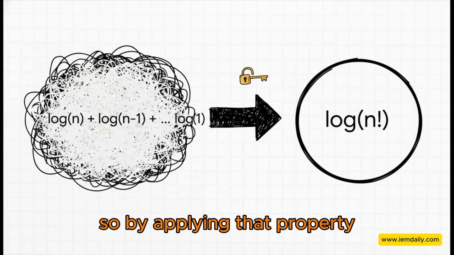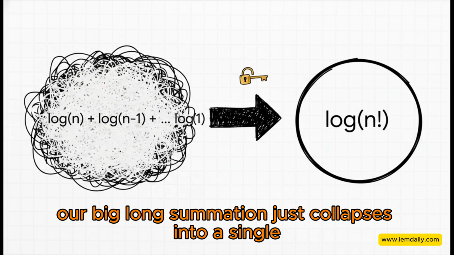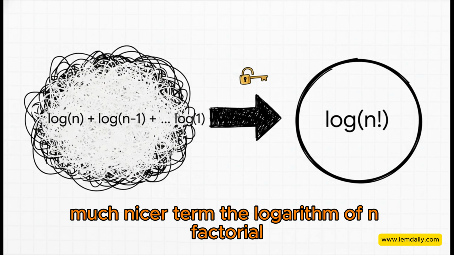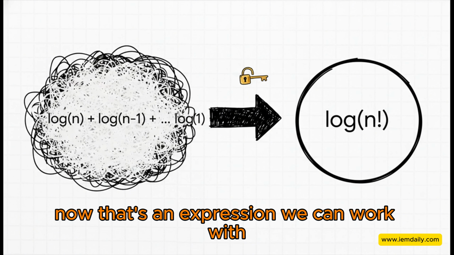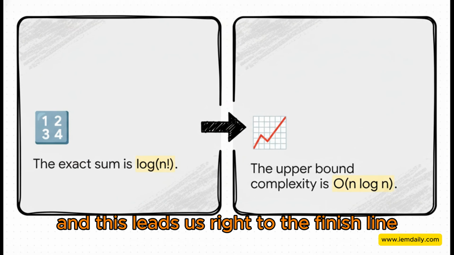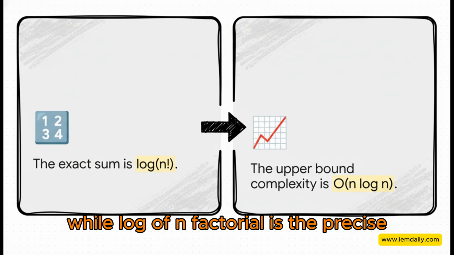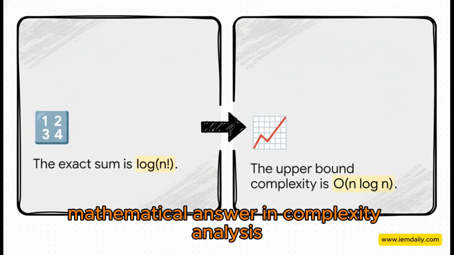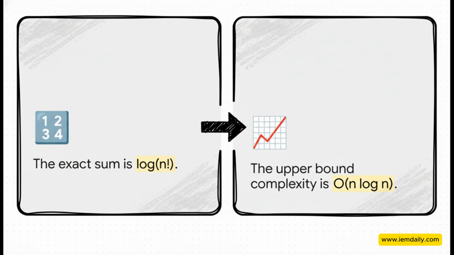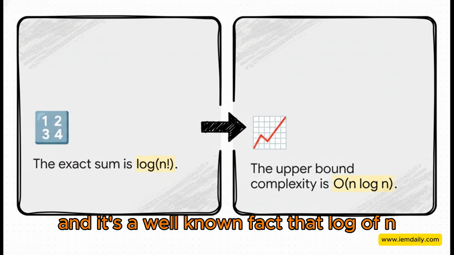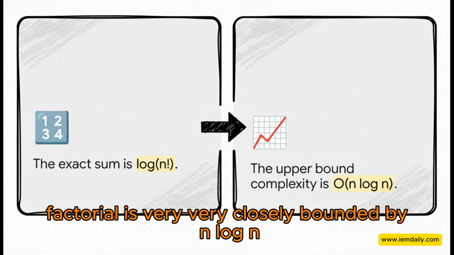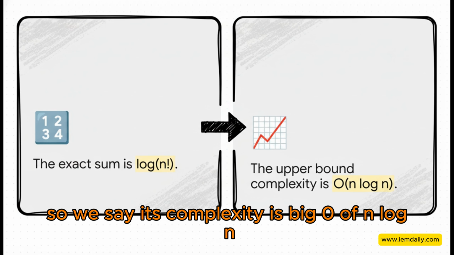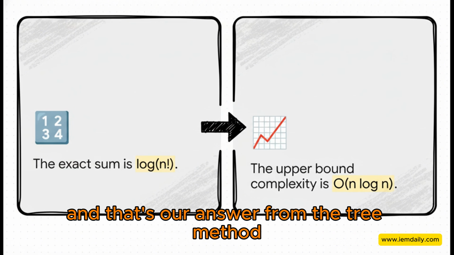So by applying that property, our big long summation just collapses into a single, much nicer term, the logarithm of n factorial. Now that's an expression we can work with. And this leads us right to the finish line. While log of n factorial is the precise mathematical answer, in complexity analysis, we usually work with approximations. And it's a well-known fact that log of n factorial is very, very closely bounded by n log n. So we say its complexity is big O of n log n. And that's our answer from the tree method.